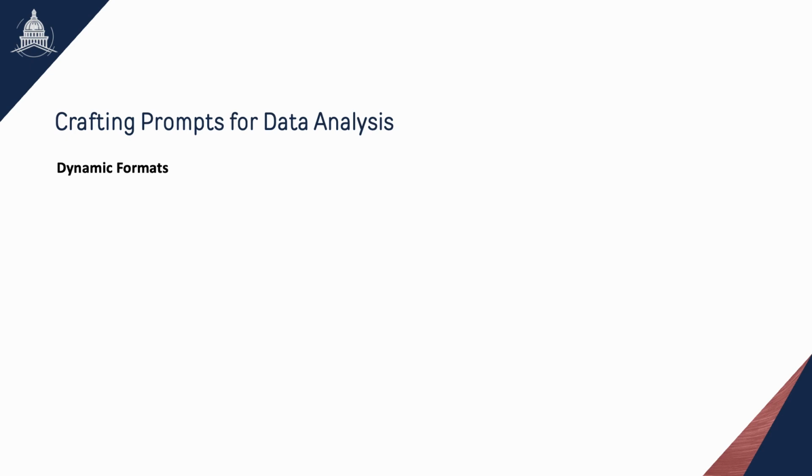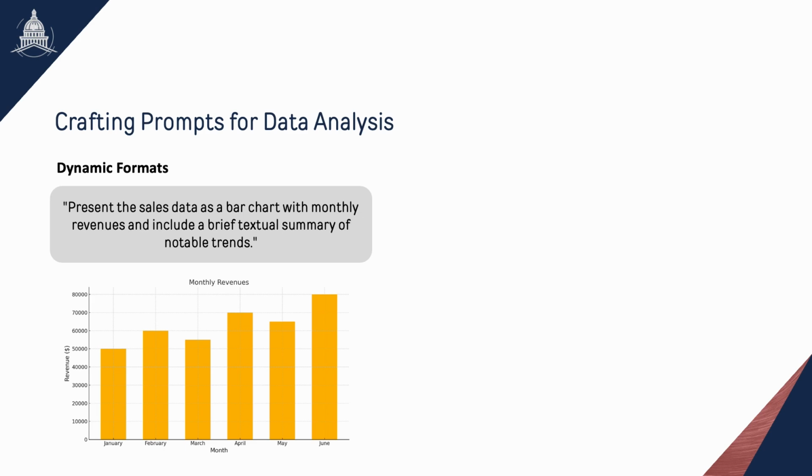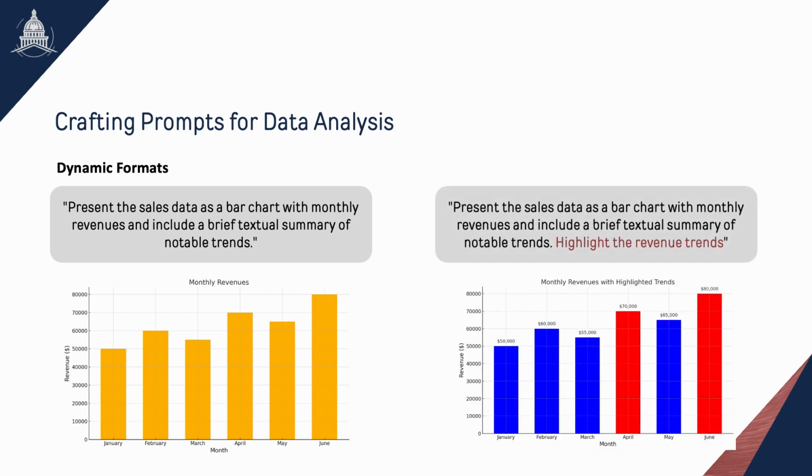Dynamic formats allow you to specify the output style for better interpretation. For instance, requesting a bar chart paired with a summary provides both a visual representation and contextual analysis. A generic request like visualized data might produce an unstructured or unusable response. Tailoring prompts to demand visualizations like pie charts or tables alongside text ensures the results are actionable and easy to understand. You can add further customization to help better visualize and understand your data, like adding highlights, while broad questions may not meet expectations.